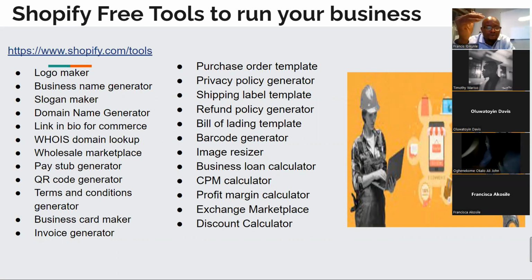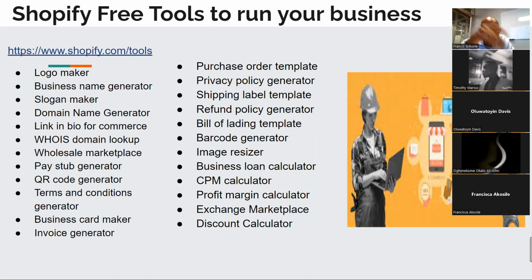It generates your domain name for you. You can check it. Link in bio for e-commerce, for commerce or e-commerce. It does that for you. There's some other tool, just like Linktree does for you. You can have a link that you put on your bio, maybe on your Instagram with multiple links, so that people can click on them and be taken to different pages.